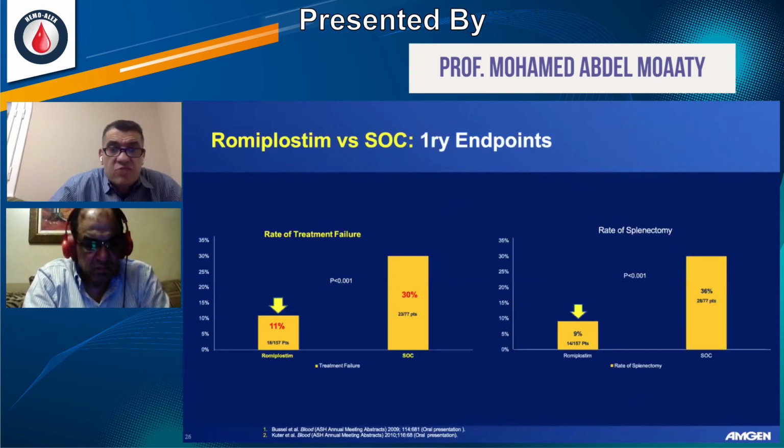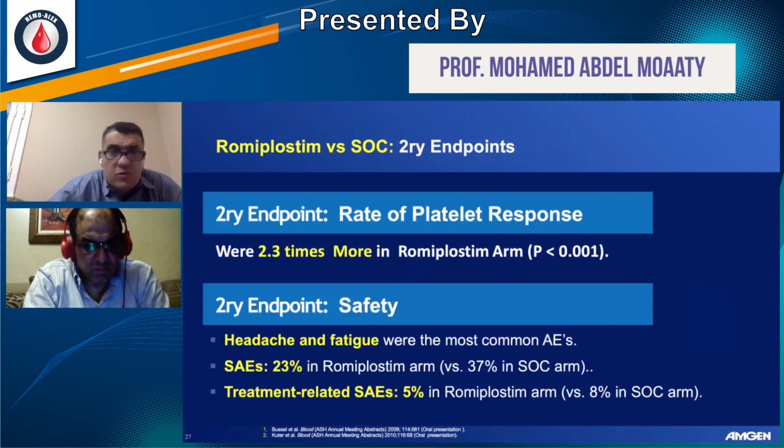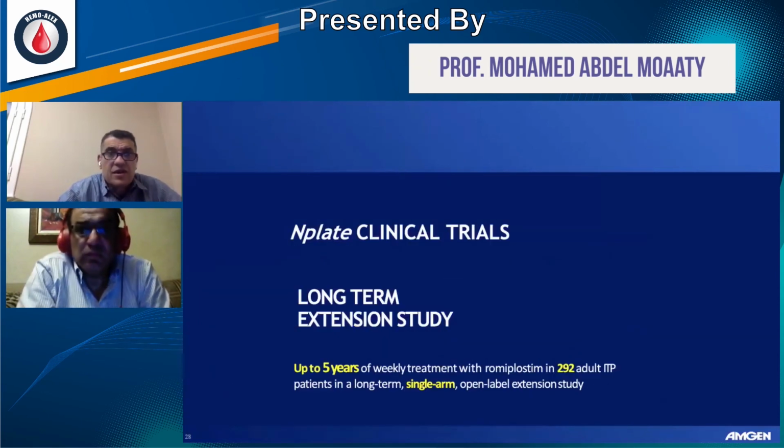When we compare romiplostim versus standard of care, again, the rate of treatment failure was lower with romiplostim, the rate of splenectomy was lower with romiplostim, and the rate of platelet response was 2.3 times higher with romiplostim. Headache and fatigue were the most common side effects with romiplostim, and 23% of the romiplostim arm showed severe adverse effects versus 37% with standard of care, and treatment-related severe adverse effects were only 5% with romiplostim versus 8% with the standard of care arm.